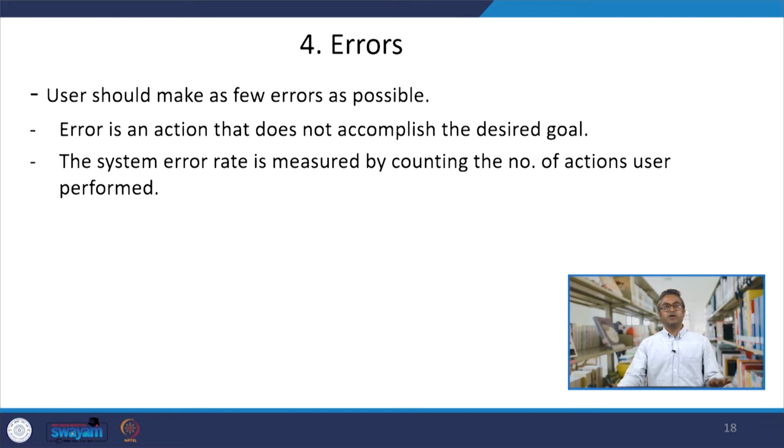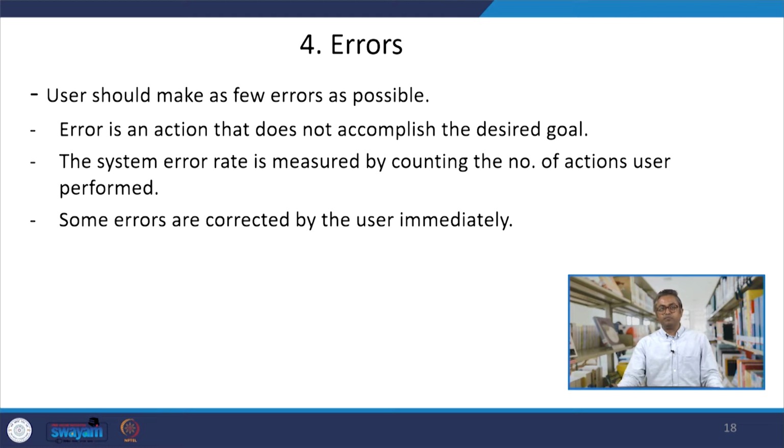The system error rate: how can we measure the system error rate when the system is failing? It can be measured by the number of times the action has been taken by the user to perform, and the number of times he has failed to reach the desired goal. Some errors are corrected by the users immediately. How do these errors occur?